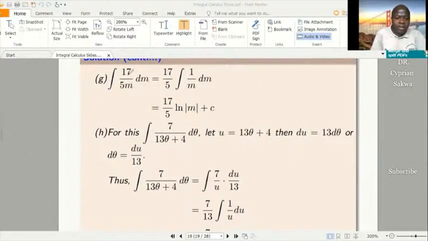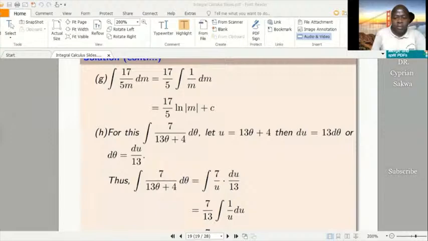So for this one, it's very easy. I just took the constants outside, and the constant is 17 out of 5. When I take it outside the integral sign, I have 17 out of 5, the integral of 1 out of m to the n. And this, we already know the result. So 17 out of 5, and the integral of this one is the natural logarithm of m, then plus the constant of integration. So that is how we do that.